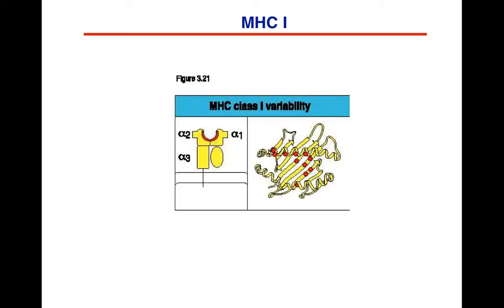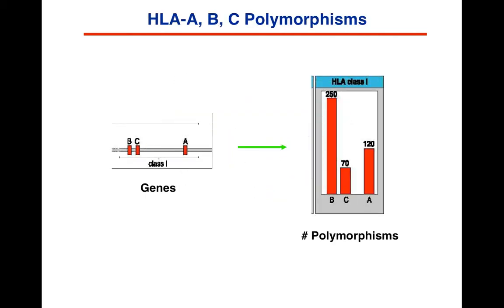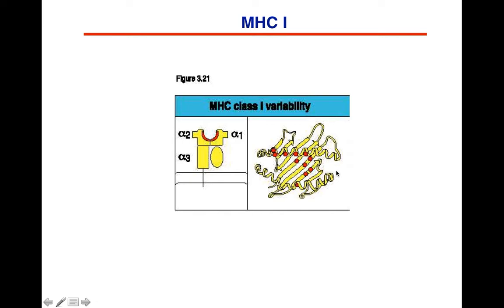So this variability that you see in here is, not surprisingly, in the binding pocket for the peptide. There's variability along the beta sheet floor, and there's variability along the alpha helices. Those are the regions where you see the most diversity, and that's what you would expect, because those are the regions that bind to the peptide.